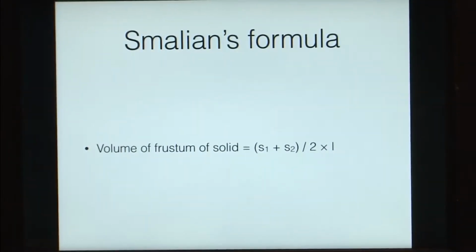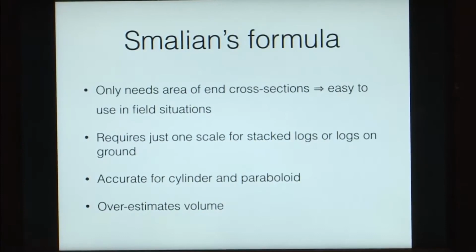So, it states that the volume of a frustum of a solid is the average of the end cross sectional areas multiplied by the length of the solid. So, here in place of taking 3 readings, you are only required to take 2 readings of the end cross section. So, it is easy to use in the field conditions.